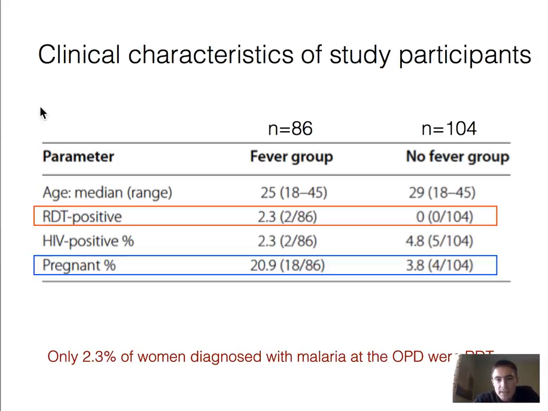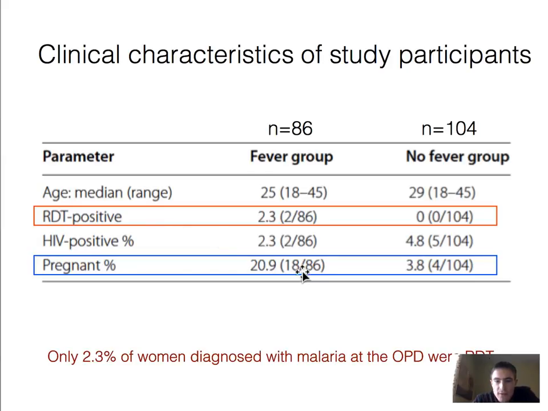These are the clinical characteristics of study participants. Again, to reiterate, we have 2 groups of participants here: 86 women with hospital-based malaria diagnosis that also had a recent history of fever, and the second group was afebrile participants. What stands out right away is that out of 86 women with suspected malaria, only 2 were actually positive on the rapid diagnostic test.